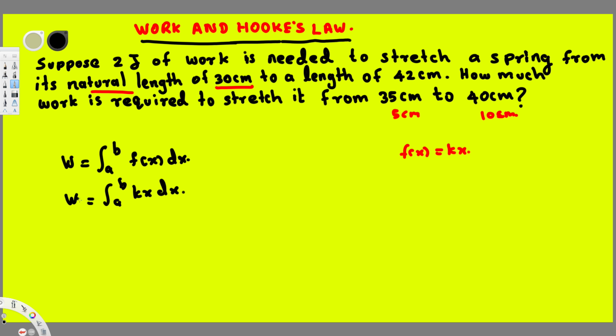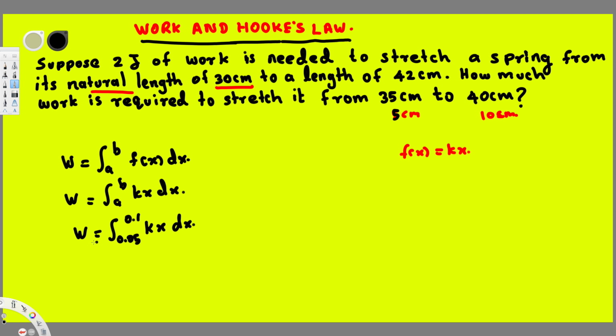Now let's go ahead and see what we have. Here we have the length, that's going to be the limits of integration. If we put the length, we have to use the SI unit. This is in centimeter, so we convert it into meter, and we always use the distance from natural length, that is 5 centimeter. If we convert this into meter, that's going to give us 0.05, right? And at the top of the integration, we are going to have 0.1 meter. So these are the limits of integration, kx dx.